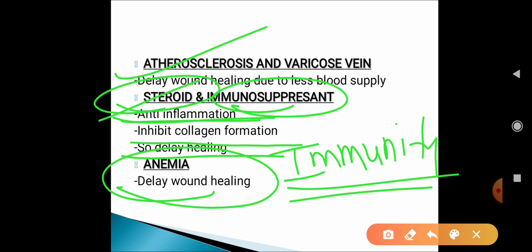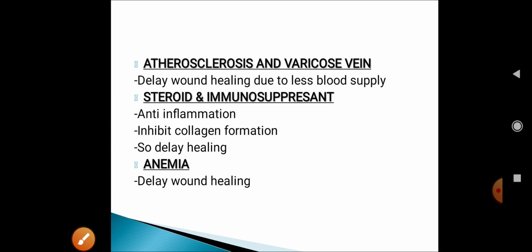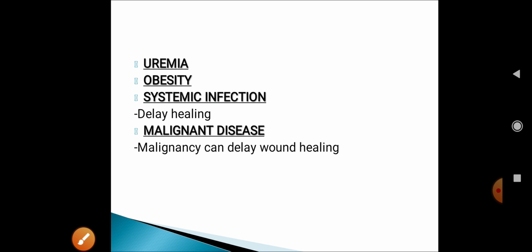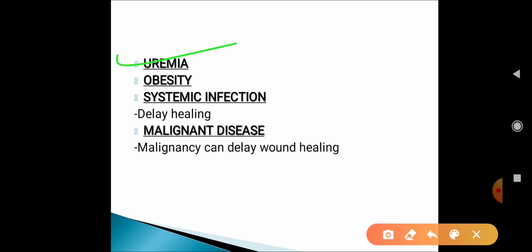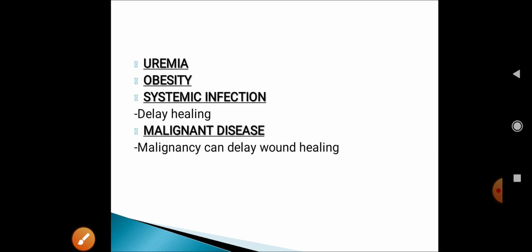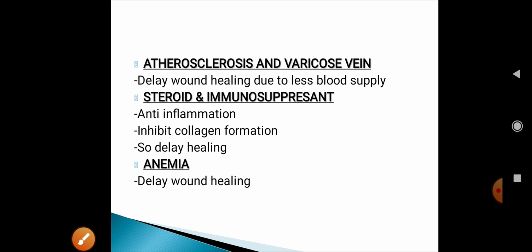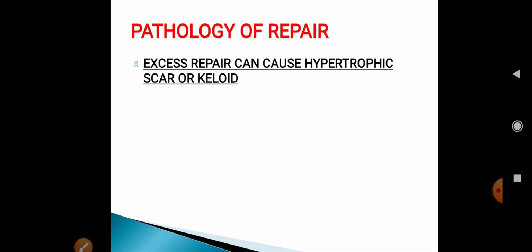Obviously, anemia will delay your wound healing. Okay, uremia can delay your wound healing. Obese patients have slow wound healing. If you are having a systemic infection, then your wound healing will be delayed. If you are having a malignancy, then also your wound healing will be delayed. So these are the systemic factors that will affect wound healing. Okay.